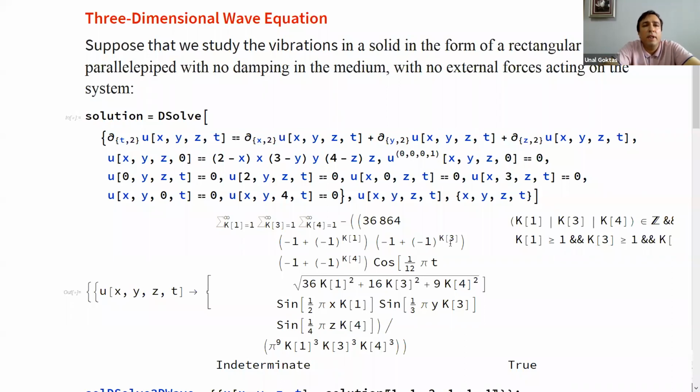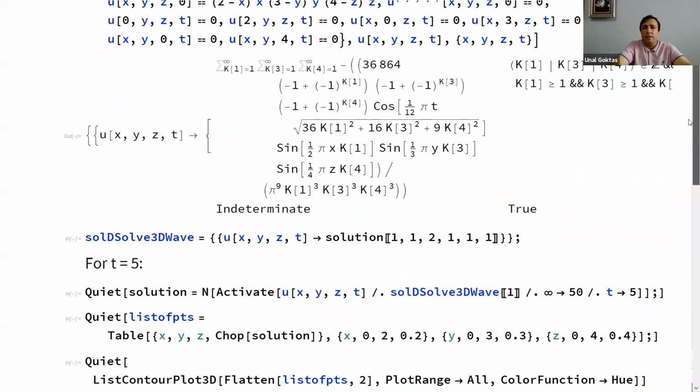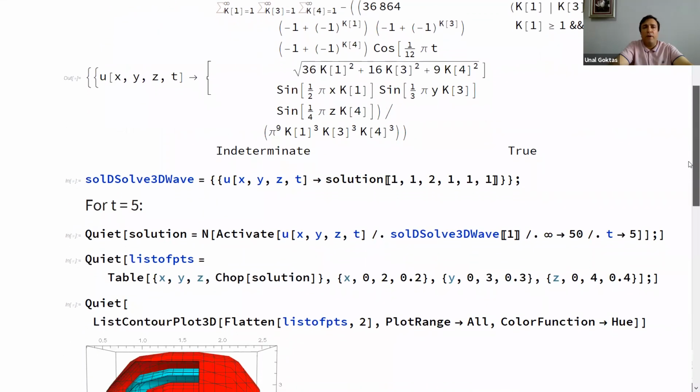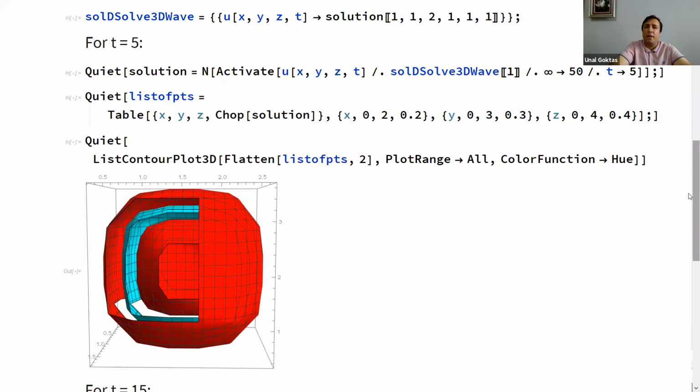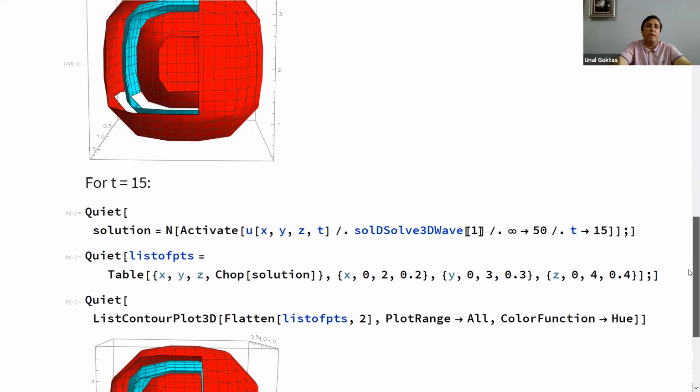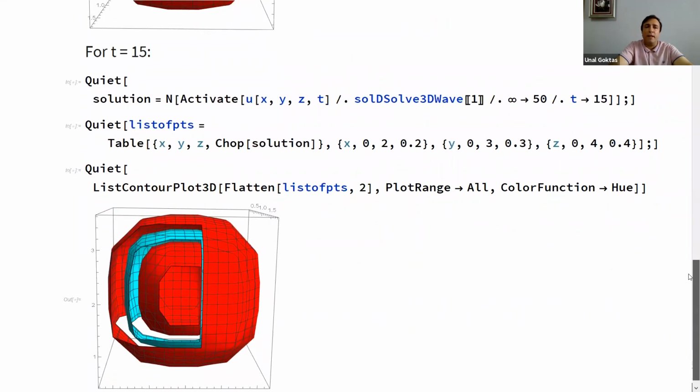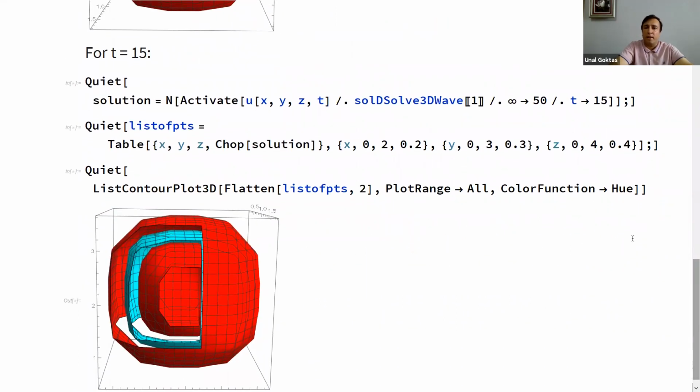Okay, here we have a three-dimensional wave equation. We have a triple summation in the solution, and for t equal 5, if you plot the ContourPlot3D, the solution will be looking like this. And for t equals 15, a slight variation in the plot.